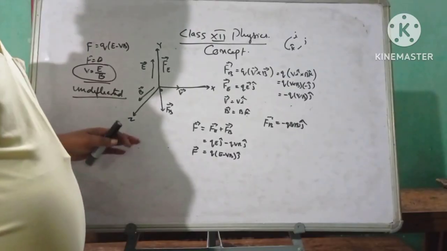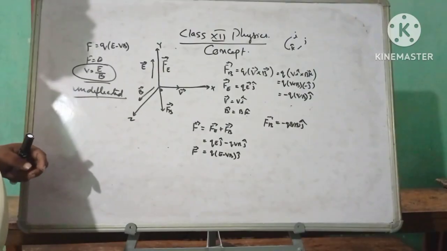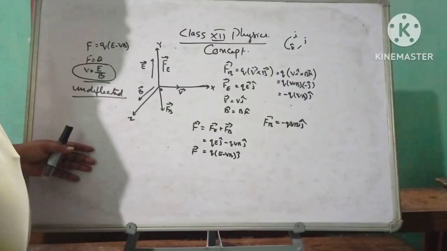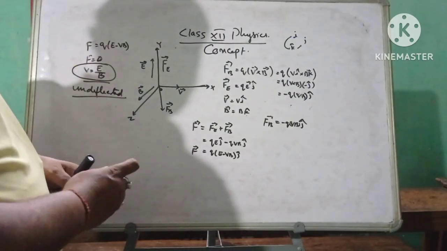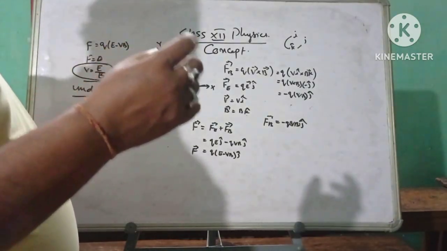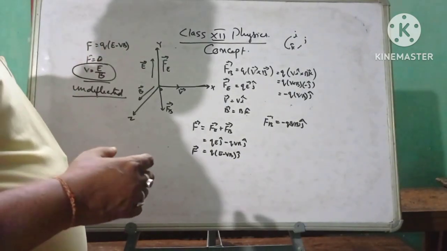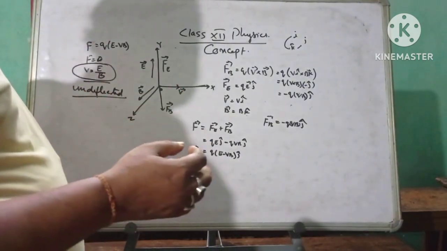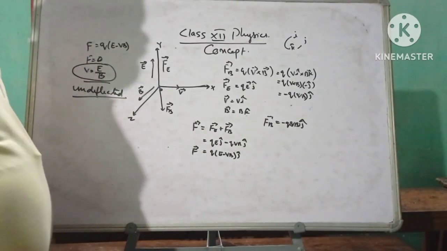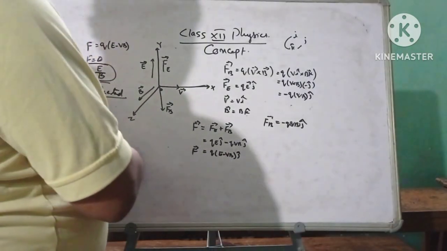So this is another concept. Such simple questions can be asked in your competition or also in your board examination. To find the velocity where the charge is subjected to both an electric and magnetic field, which are perpendicular to each other, what will be the velocity of the charge so that it moves undeflected? The answer is E by B, and MCQs and such questions will be asked.